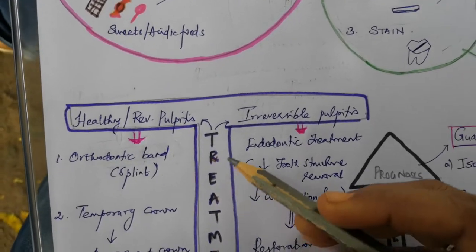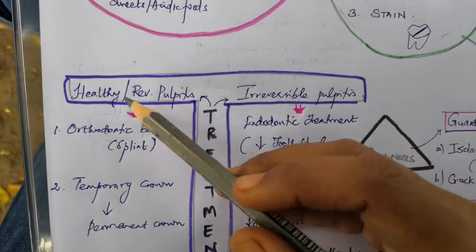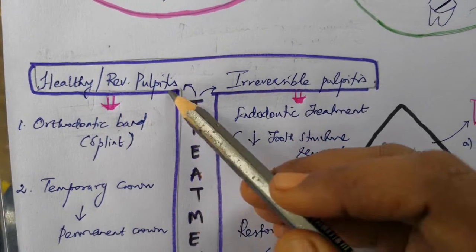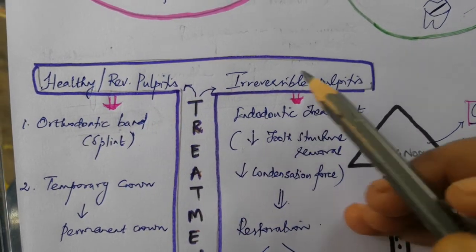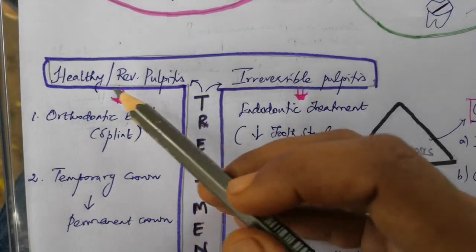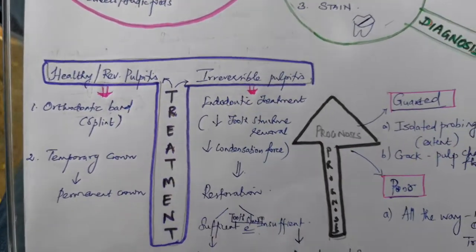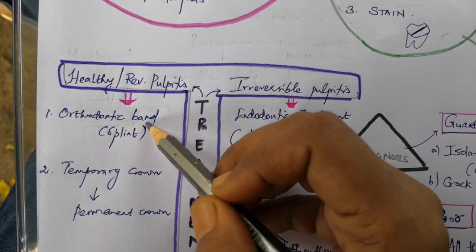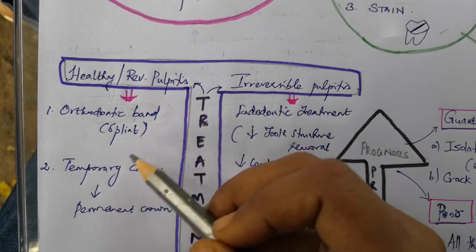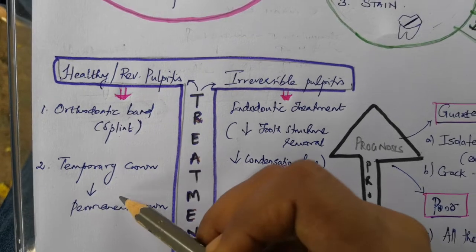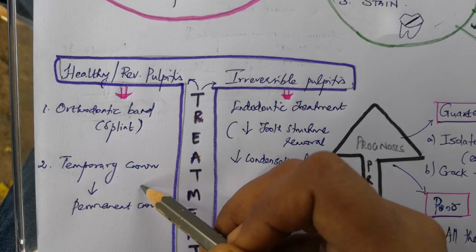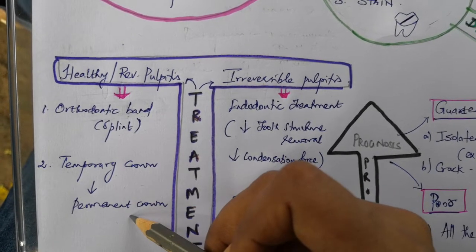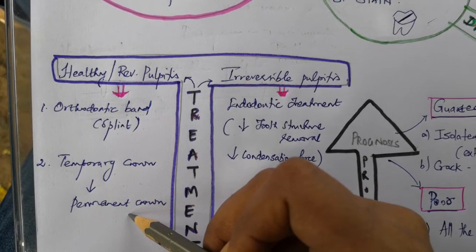Also, coming to the treatment plan, you have to see whether the tooth has a healthy pulp or it is having a reversible pulpitis or irreversible pulpitis. Based on that, the treatment differs. When it is a healthy pulp or reversible pulpitis, if the crack is there, then you have to do a splint with an orthodontic band, or you can prepare the tooth and give a temporary crown and wait for an asymptomatic period, and then you can go ahead and do a permanent crown.